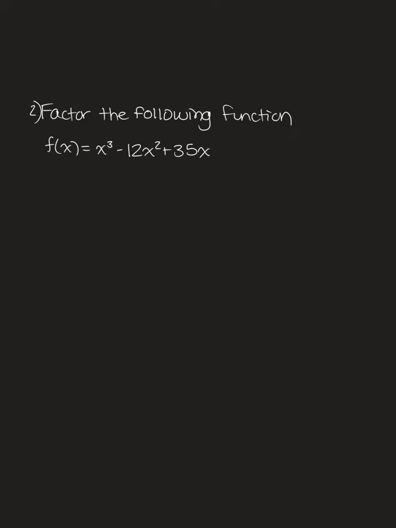Next, you are asked to factor the following function. So we have x cubed minus 12x squared plus 35x. We can factor out a greatest common factor of x, and we're left with x squared minus 12x plus 35. I can factor that second half to get it broken down even more. So two numbers that will multiply to 35 but add to -12: -7 and -5. So my factored form is x times (x minus 7) times (x minus 5).